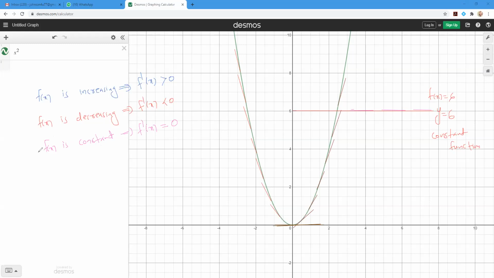Function increasing means derivative positive, function decreasing means derivative negative, function constant means derivative is equal to 0. Now we will come to the problems. So what we have seen is when the derivative is positive, the function is increasing, when the derivative is negative the function is decreasing, and constant means derivative is equal to 0.